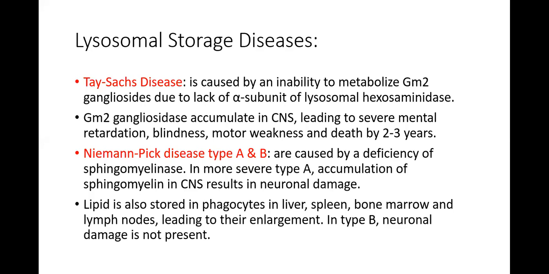So in Niemann-Pick disease, because of the deficiency of sphingomyelinase, sphingomyelin accumulates in the central nervous system. In type A, it leads to neuronal damage, and there is also accumulation of lipid in phagocytes in the liver, spleen, bone marrow, and lymph nodes, which become enlarged. In type B, neuronal damage is not present.